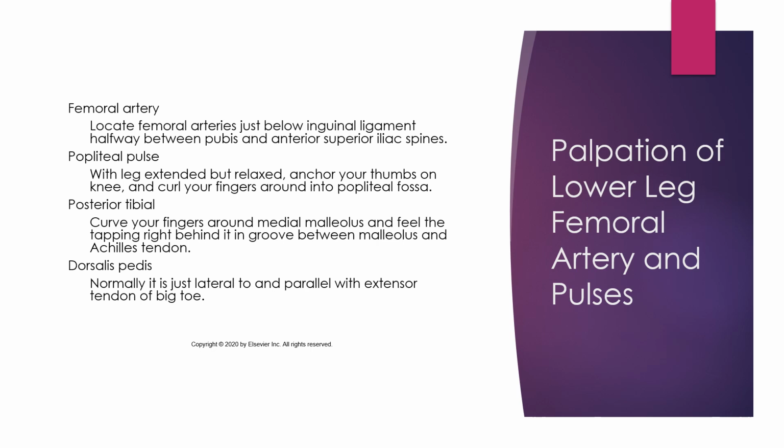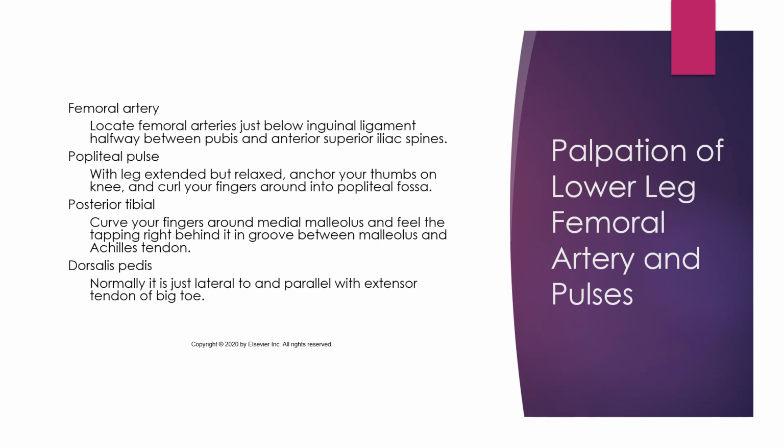For your posterior tibial pulse, you're going to curve your fingers around the medial malleolus. Press softly, and you'll feel the tapping right behind it in the groove between the malleolus and the Achilles tendon. If you cannot, try passive dorsiflexion of the foot to make the pulse more accessible. So this is going to be near your ankle.